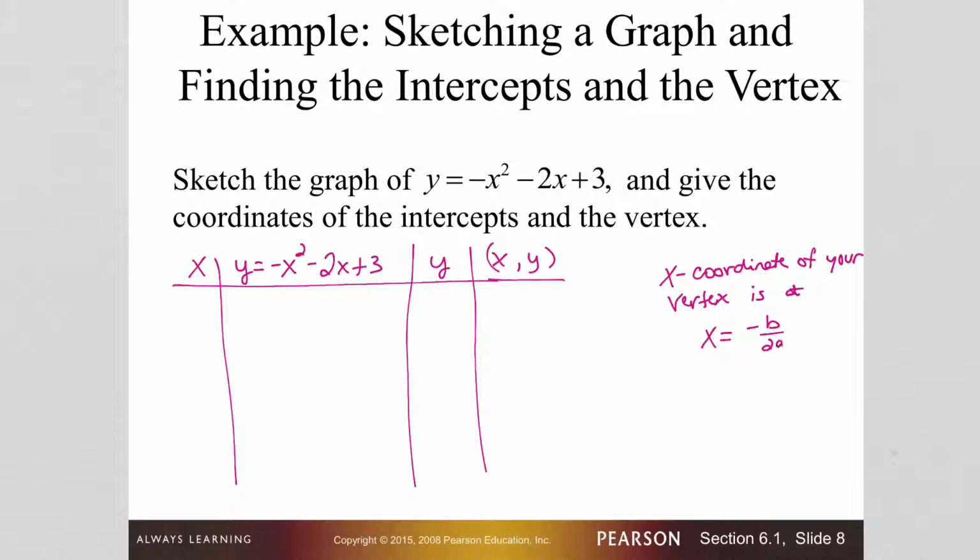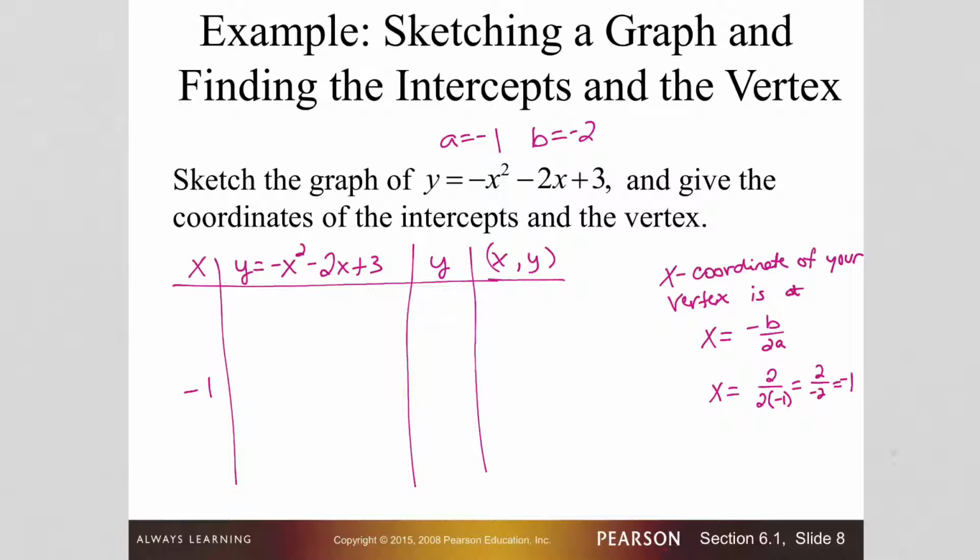negative b over 2a. So your a in this case is the coefficient in front of the x squared term, so it's negative 1. And your b in this case is the coefficient of your x term. So in order to find the x-coordinate of my vertex, I need the opposite of my b, so that's going to be positive 2 over 2 times negative 1, so 2 over negative 2, which is negative 1. Okay, so that is my middle location. That's going to be where my vertex is.